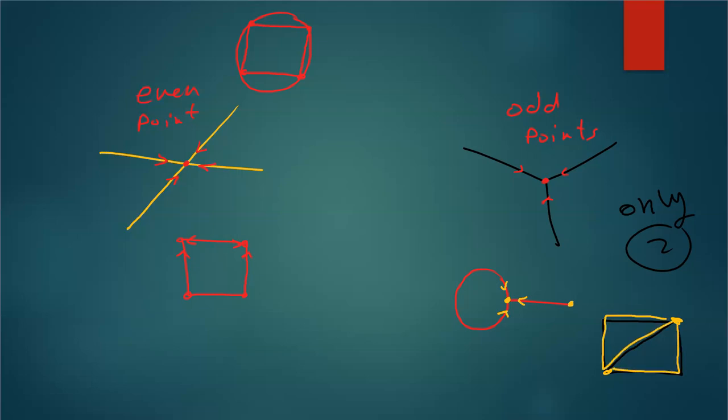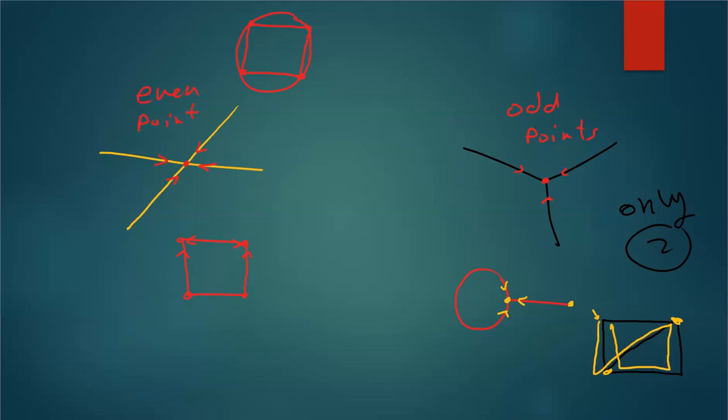Okay, but in all the solutions, you need to start with one of the odd points and end at the other. If you start from a place like this, for example, you go this way, this way, this way, this way, you cannot go back.